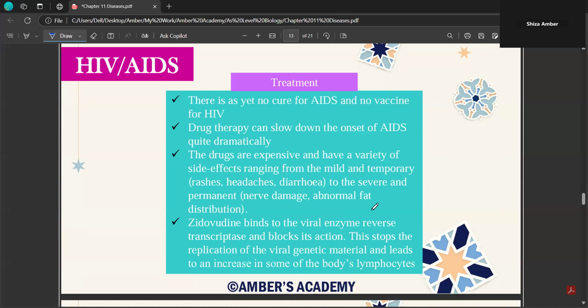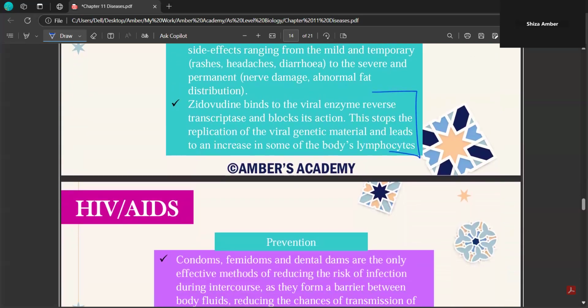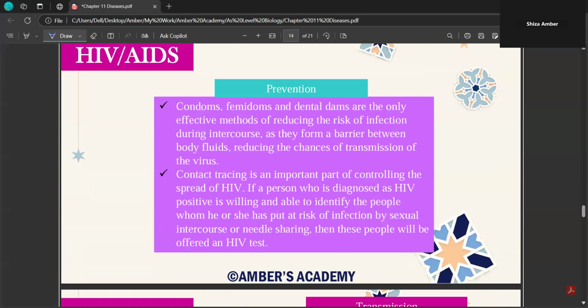They won't ask you this, but you need to know that there's no particular treatment. Only drug therapy can be administered, which only slows down the onset of AIDS. But there's no certain cure.